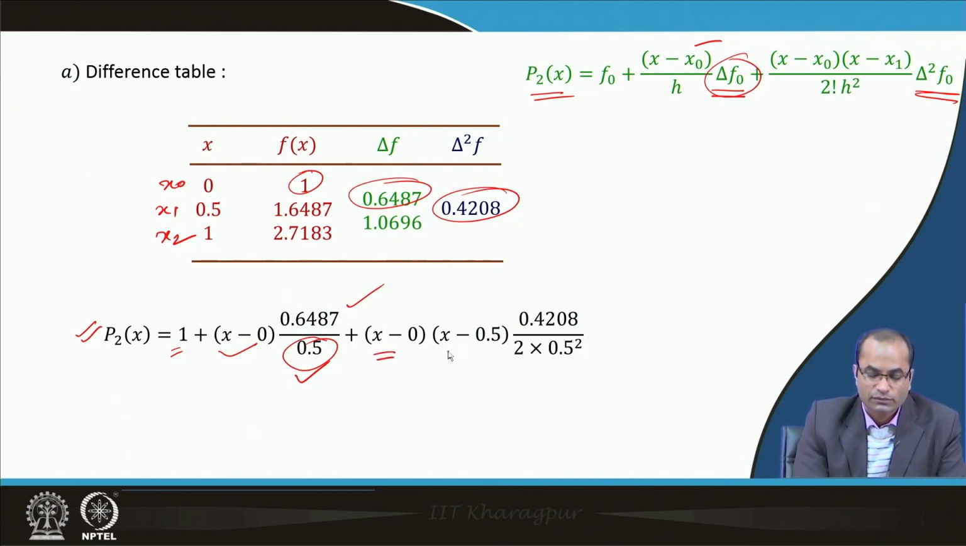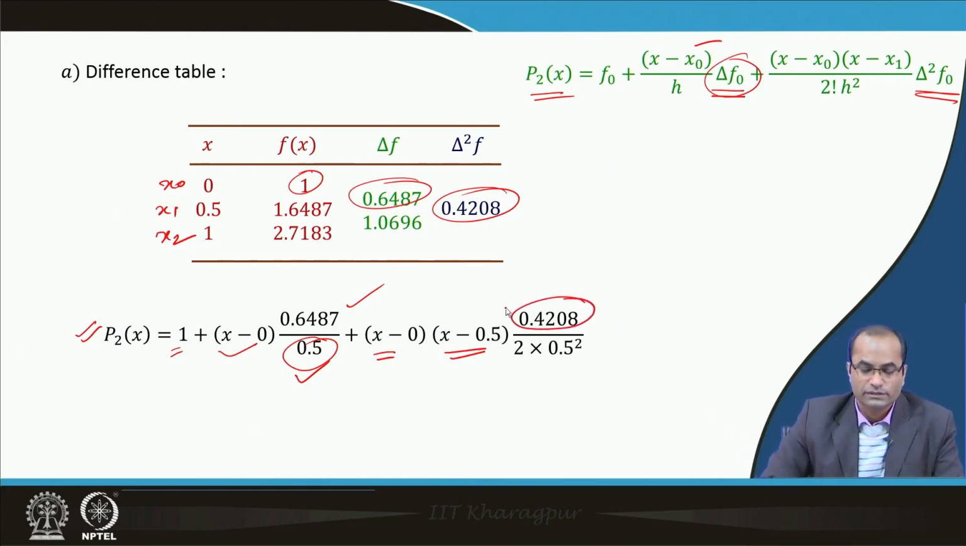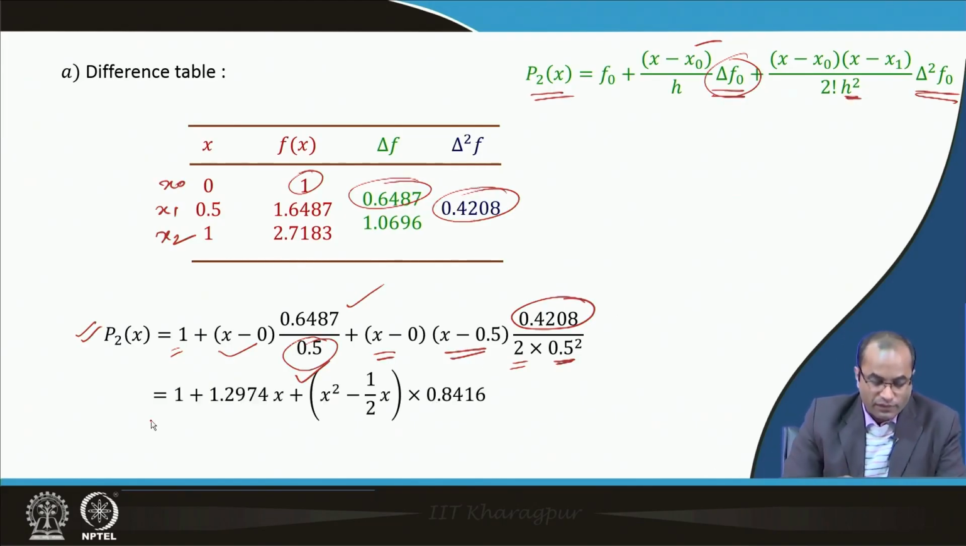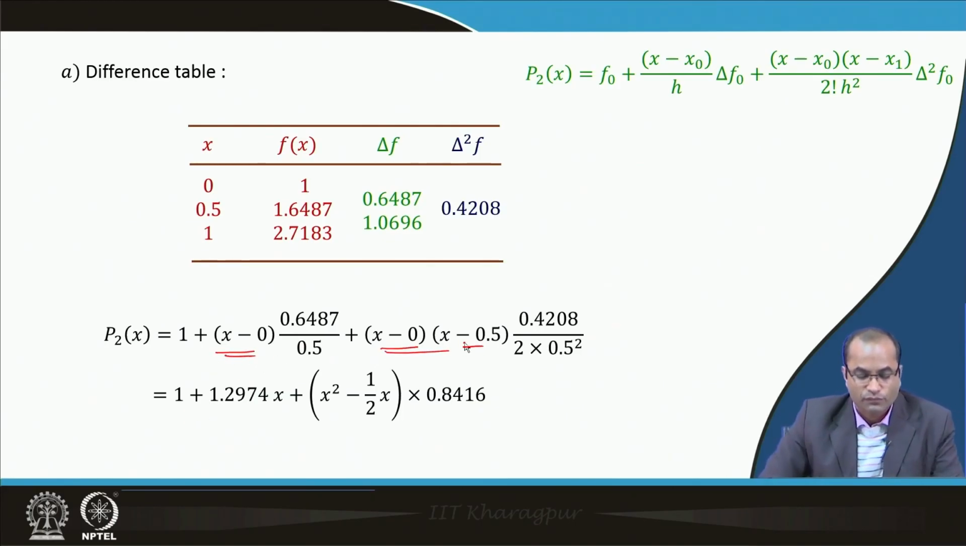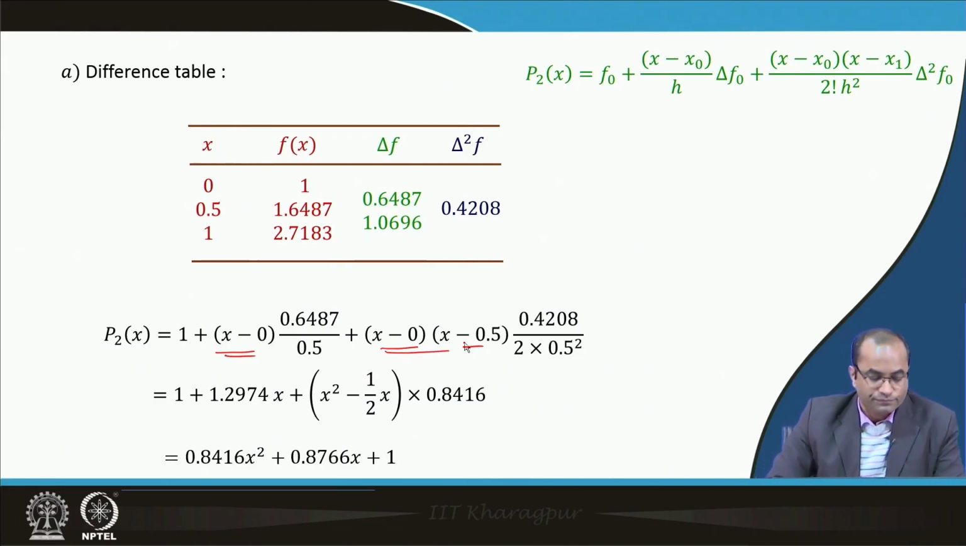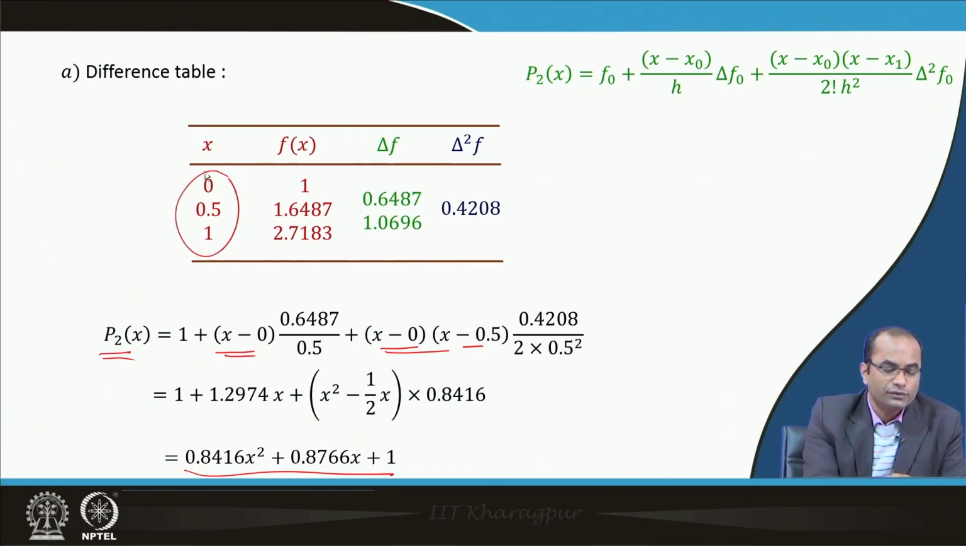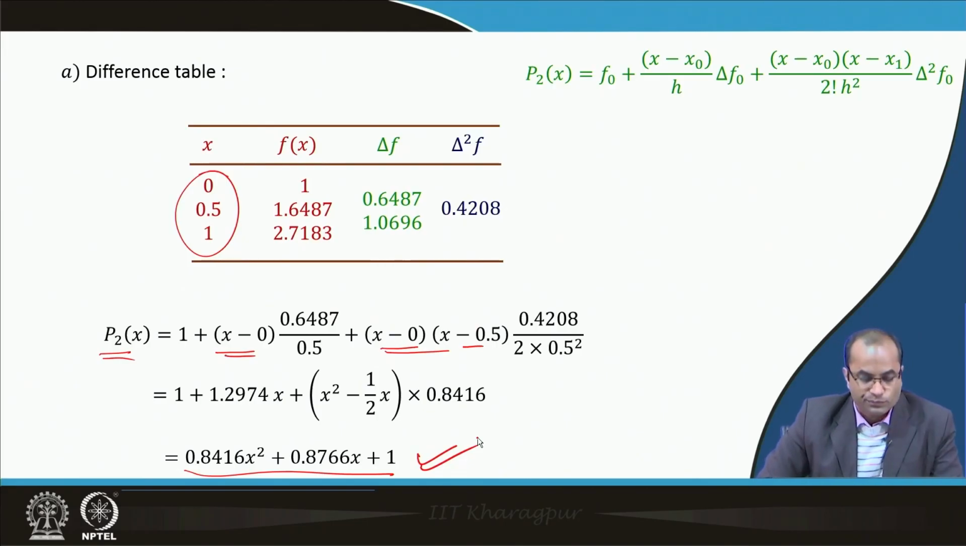Then we have x minus x 0, x minus 0.5, and this second order difference, and then factorial 2, and we have this h square. So, having all these values, we can now substitute here and simplify this, which will turn out to be a second order polynomial. So, this is the second order polynomial which approximates the exponential function, where we have used these three values from the exponential function, and we got this polynomial of degree 2.